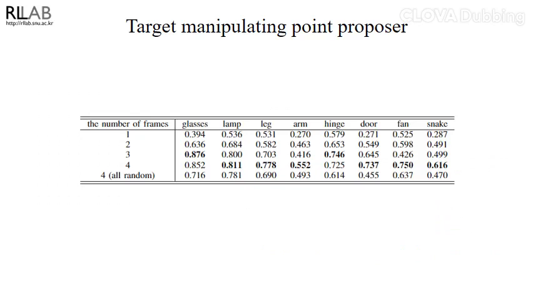Quantitatively, the target manipulating point proposer consistently outperforms the randomized method.